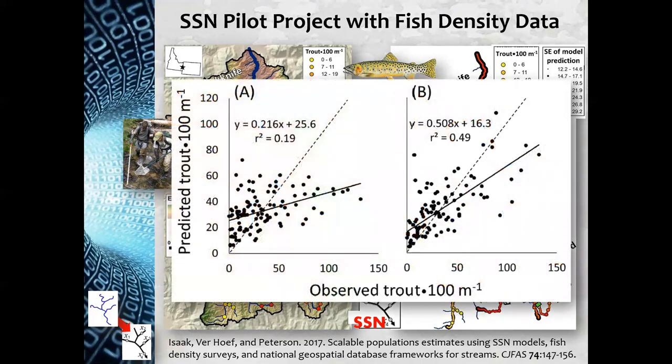We saw a pretty good increase in the predictive performance of the models when applied to data sets like this. That scatter plot of predicted versus observed densities on the left is just developed using a standard multiple linear regression model that doesn't account for spatial autocorrelation in the data set. The scatter plot on the right shows that same data set fit with the SSN model. So we get a big predictive boost from accounting for spatial autocorrelation in these data sets.